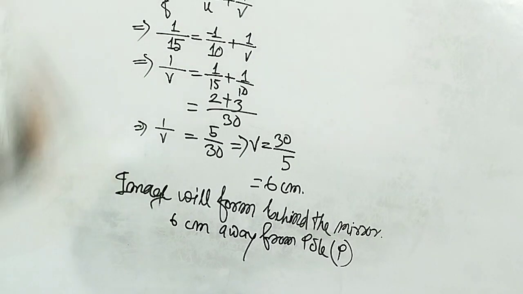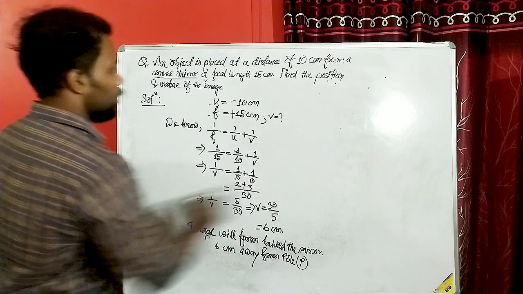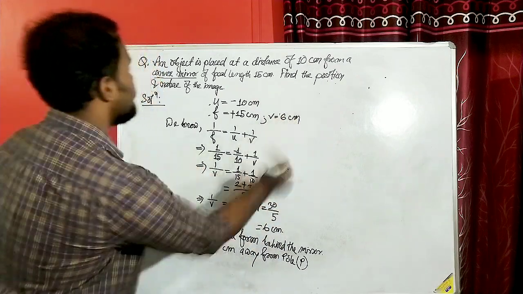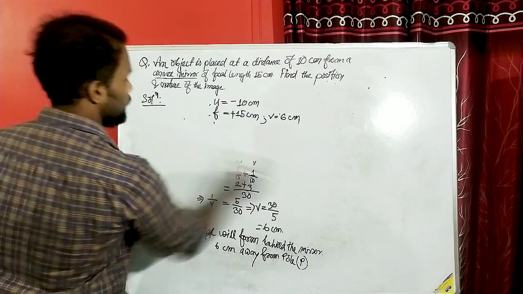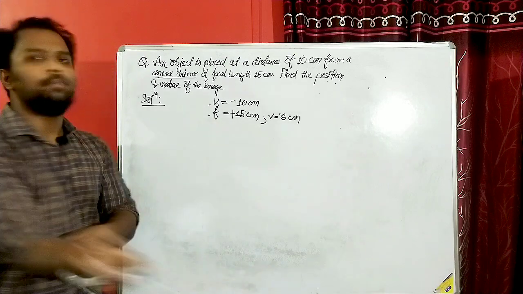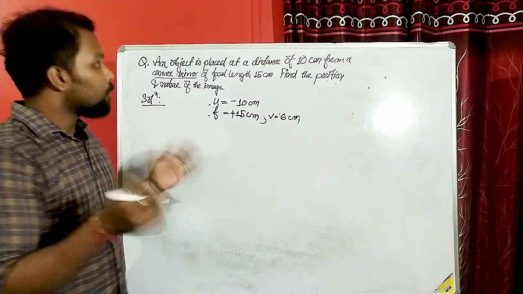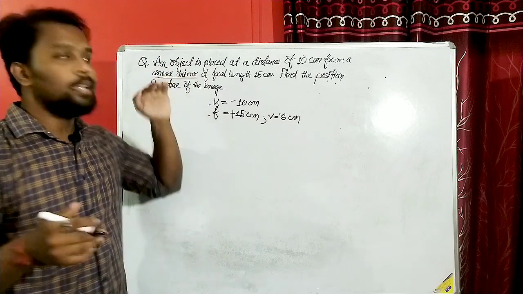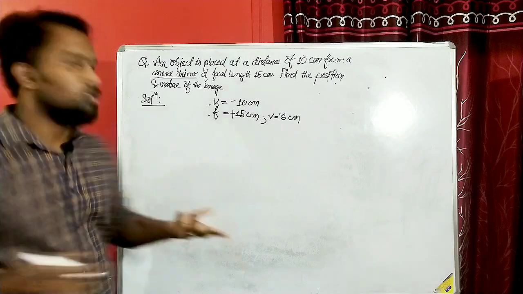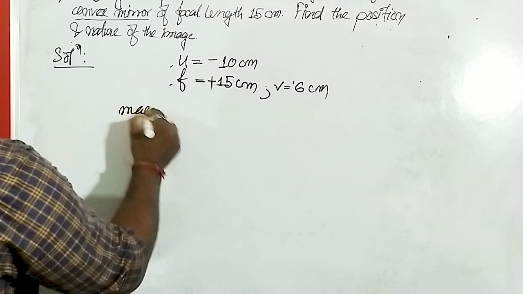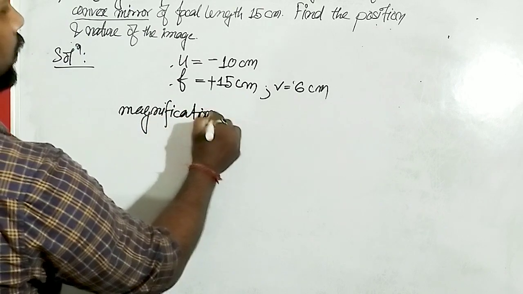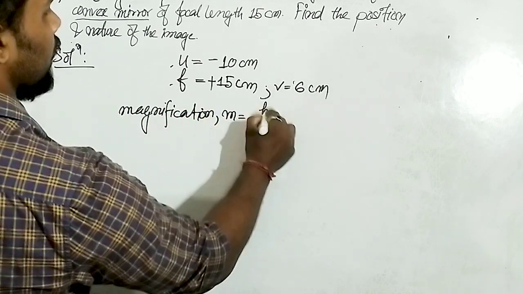First you write down, then I will move towards the nature. We have got the V as what? 6 cm. Now you can write. Now first erase this part. Now we'll move towards the nature. To calculate the nature means what? The image height, object height, like that. And that image height and object height relate with what quantity? Magnification. So we will write magnification, M equal to what? HI by HO.